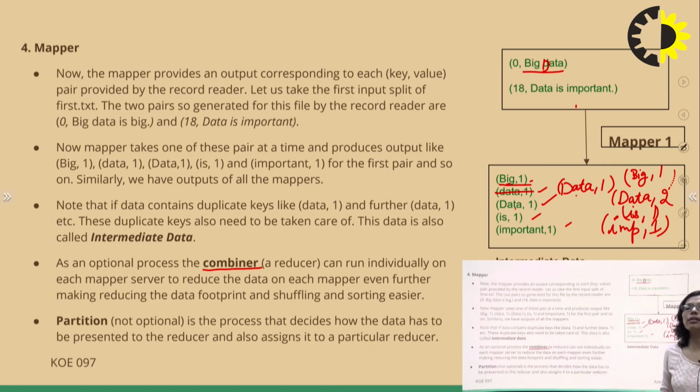Next, we have the partitioner. The partitioner will decide to which reducer my task will go. It decides which reducer my next task goes to, because we have many reducers and we have to assign the reducer. So basically, the partitioner assigns reducers.